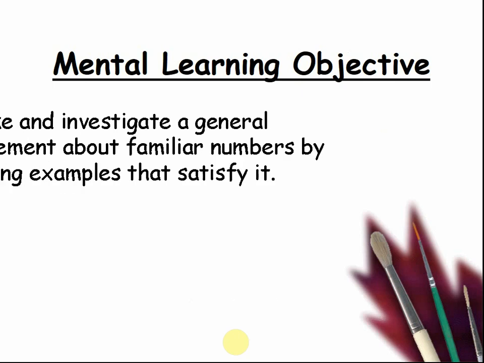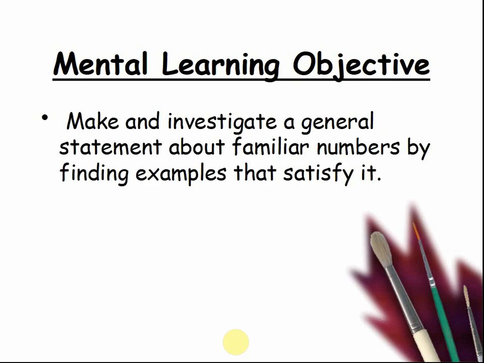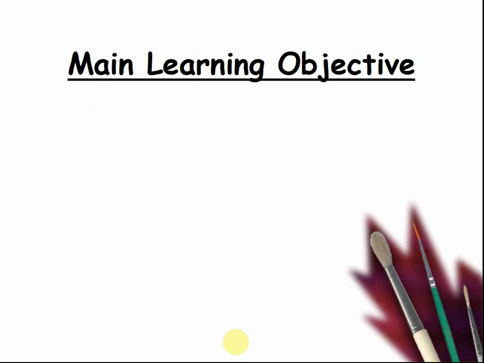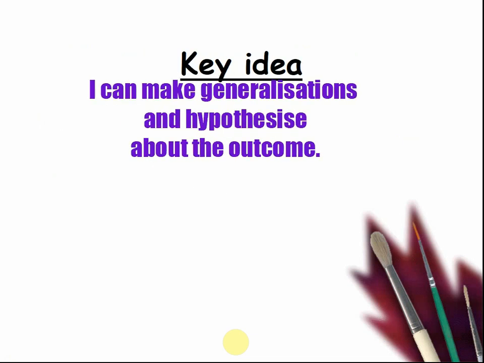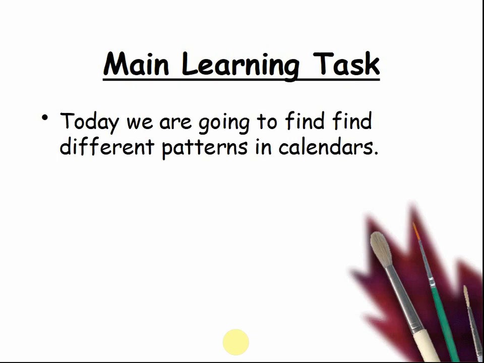Mental learning objective. Make and investigate a general statement about familiar numbers by finding examples that satisfy it. Main learning objective. Develop from explaining a generalized relationship in words to expressing it in a formula using letters as symbols. I can make generalizations and hypothesize about the outcome. This is the big idea of the day, so keep it in your head. Today we're going to find out different patterns in calendars.